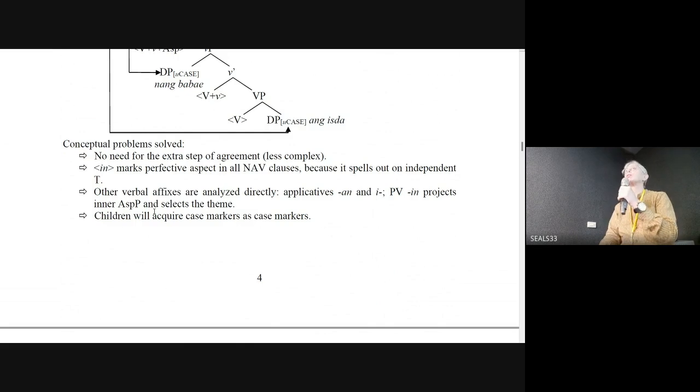And the verbal affixes are given actual functions in the syntax, and they have syntactic functions. So they are actually analyzed as heads on the clausal spine. They have very important roles to play syntactically and to a certain extent also semantically. So we have two applicatives heading applicative projections, and then the PV infix has both a voice role and also an aspectual role. And so I merge it as the head of the inner aspect projection within the little VP, where it selects the direct object.